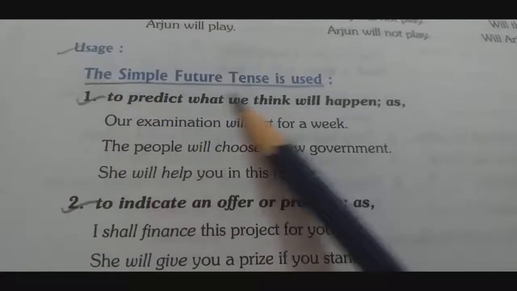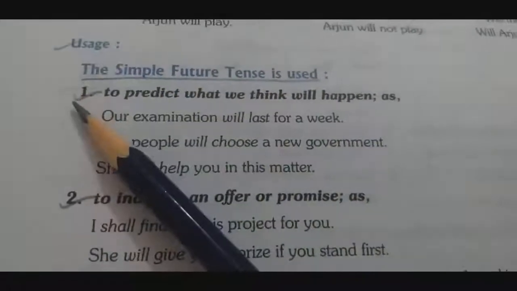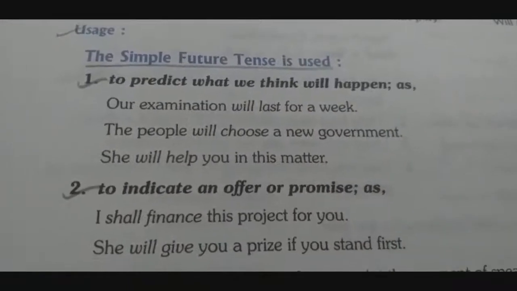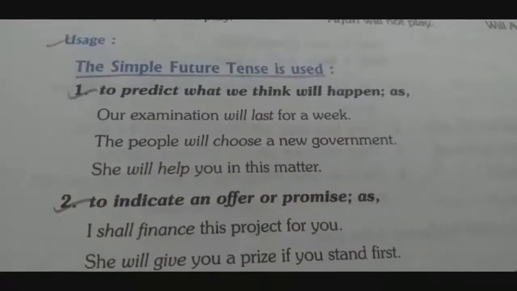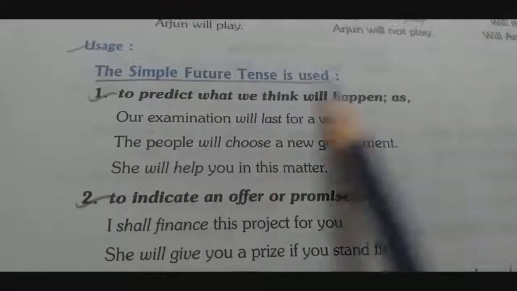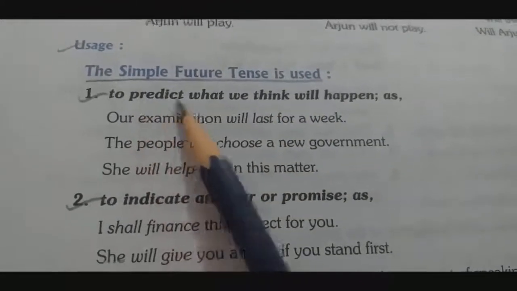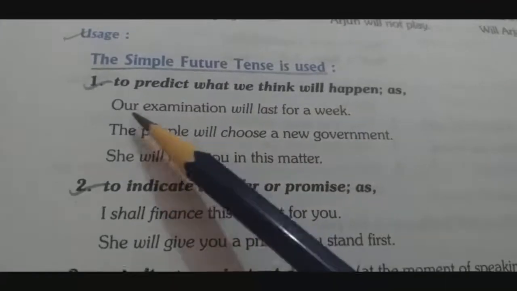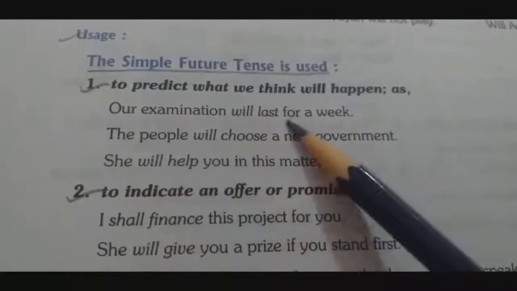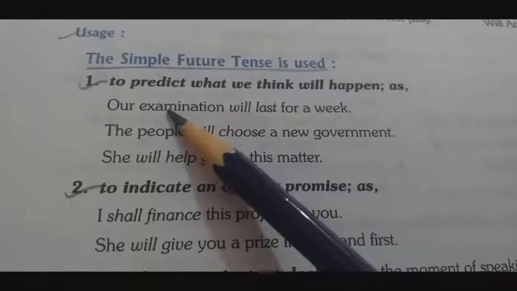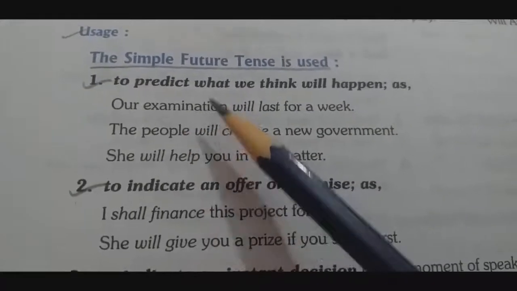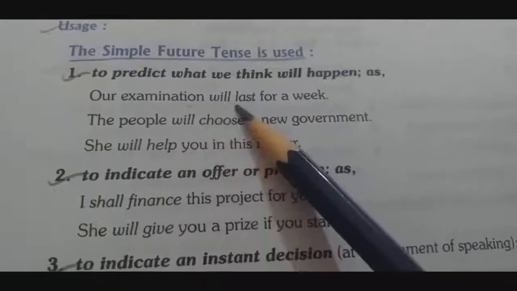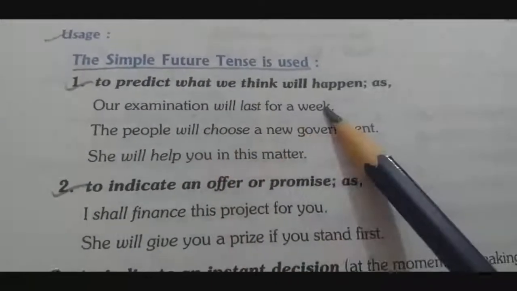The simple future tense is used to predicate what we think will happen. Here the future tense is used to predicate. To predicate means to tell what we think will happen. Example: our examination will last for a week. Now see here, your examination has started, and this examination is not going to end today itself. It will last for some days, let us say for a week or two.